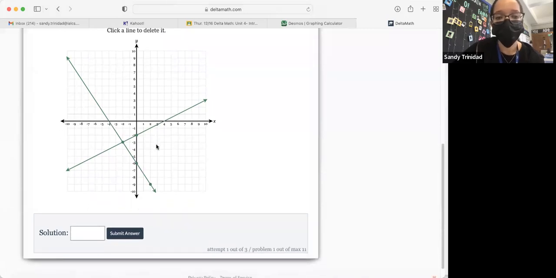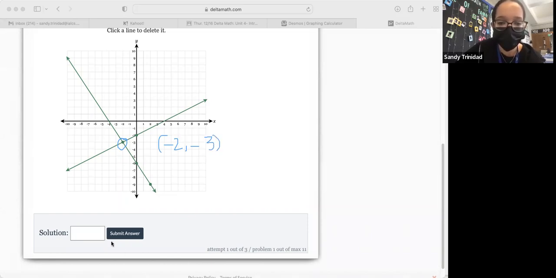So now that I have my two equations graphed, I need to figure out what the solution to the system of equations is. And the solution to the system of equations is simply the point where the two lines connect with each other, where the two lines intersect or where the two lines make an X. So if I look, I see that this green line connects with this green line at this point right over here. And that is the point -2, 3. So that is a solution to the system.